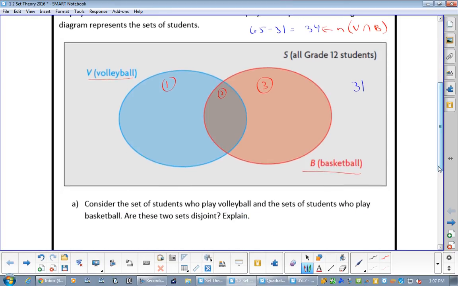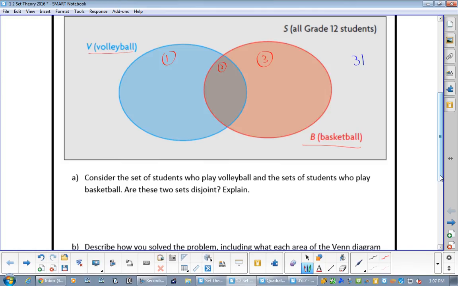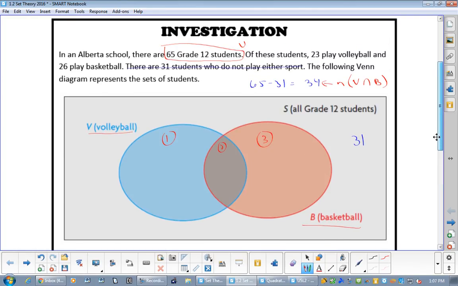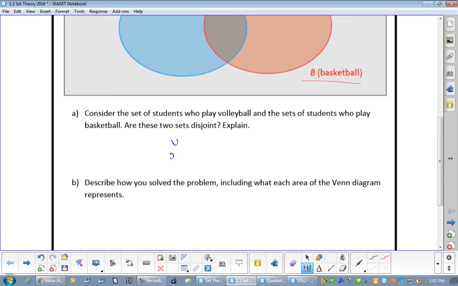Okay, awesome. Okay, so let's slow that down. I got to make that look more like a V. Okay, so volleyball was 23, and basketball is 26. What does that equal? 49. Now, why does it equal 49? What happened here? That middle was counted twice.